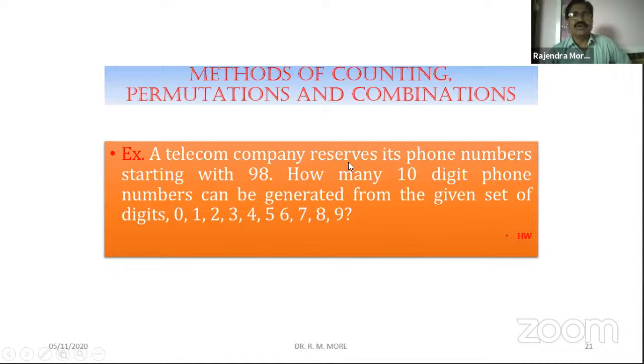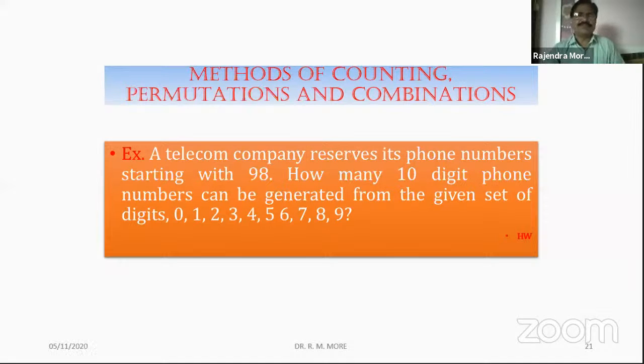Homework. A telecom company reserves its phone numbers starting with 98. We know that various companies have their phone numbers starting with 94, 91 and so on, 99 etc. How many 10-digit phone numbers can be generated from the given set of these numbers? Of course, phone numbers can be any combinations of these digits. Here repetition is allowed, but out of 10 digits these two are fixed, they are locked. Here we can do nothing. Out of 10, only 8 digits we have to fill with any of these. So my students will start solving this.